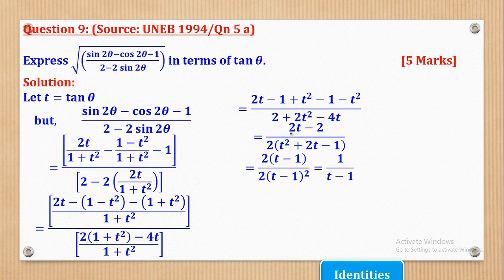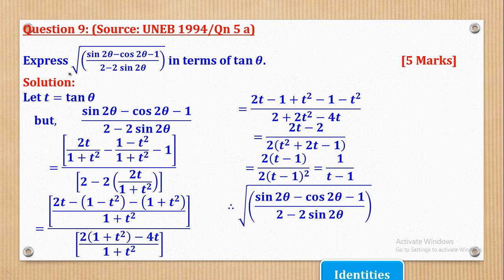Then also in the numerator 2 is common, so it can also come out, and this can cancel, and also t minus 1 here can cancel with this numerator to come up with only t minus 1 in the denominator. Now that we have simplified, we shall go back and say that therefore this given expression will be equal to the square root of 1 over square root of tan theta minus 1. Remember, t is tan theta.